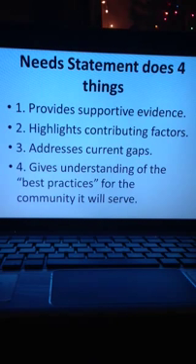There are 4 things that an effective needs statement does. First, it provides clear and supportive facts about the problem that is affecting those you are serving and how extensive that problem is. Secondly, it highlights factors that are creating or contributing to the problem. The third thing it does is look at where there are gaps in current programs and services. And the fourth thing it does is give an understanding of the best practices in the group or community you are serving.